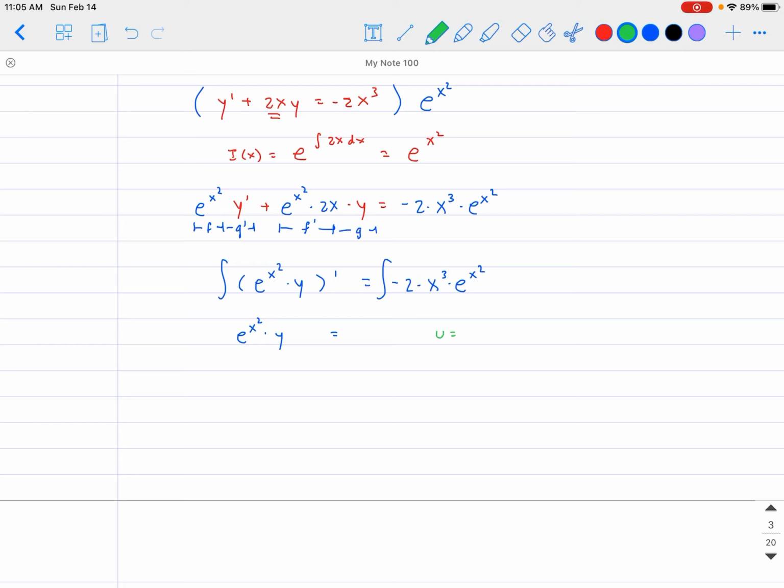So u is equal to something, dv is equal to something. So one you take the derivative of, the other one you take the antiderivative of. So the one where you take the antiderivative of, I think it's going to be the e function, because remember, u is something that you want diminished.